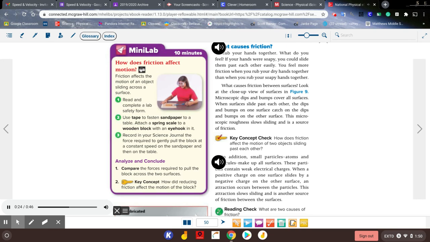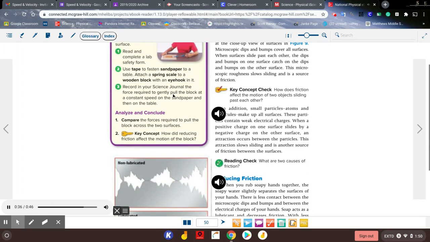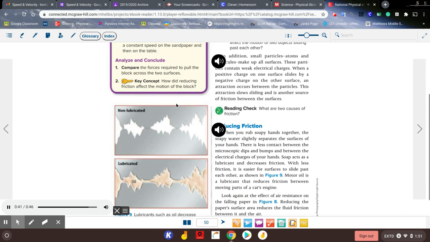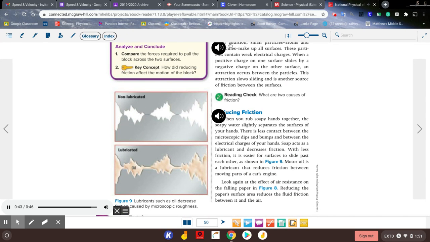Microscopic dips and bumps cover all surfaces. When surfaces slide past each other, the dips and bumps on one surface catch on the dips and bumps on the other surface. This microscopic roughness slows sliding and is a source of friction. Key concept check. How does friction affect the motion of two objects sliding past each other?